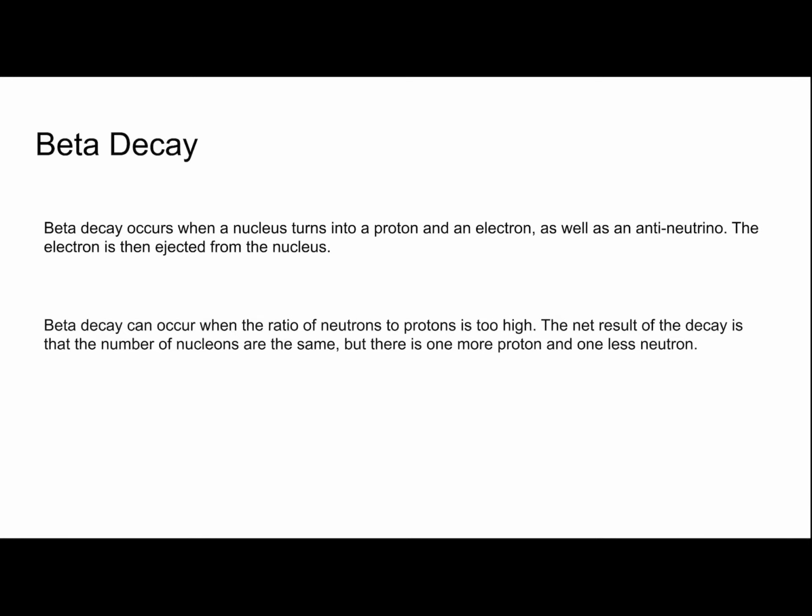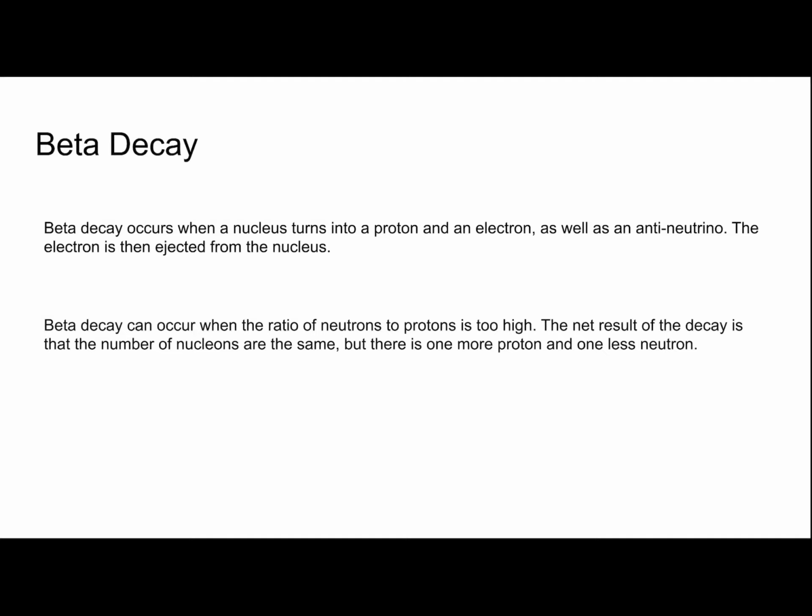Alright, the first type of decay we're going to cover is beta decay. Beta decay occurs when the ratio of neutrons to protons is too high. Beta decay occurs when a neutron turns into a proton and an electron, as well as an antineutrino. The electron is then ejected from the nucleus.